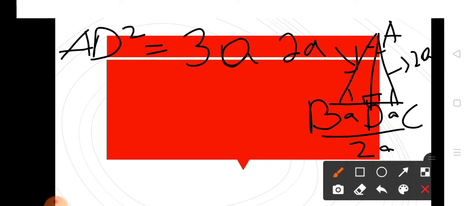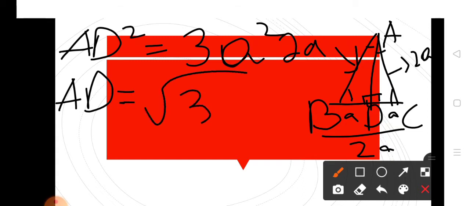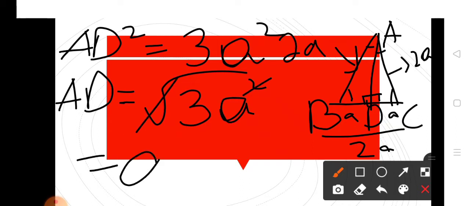Yes or no? Now what you will do is take the square root on the right hand side. Taking the square root, I'll get root over 3A square. Obviously root बन्छ, square र square गयो. So I'll get A root 3. AD को त्यहाँ मेरो A root 3. So I have found all the sides of this triangle. Now what we would do is we will find the ratios.